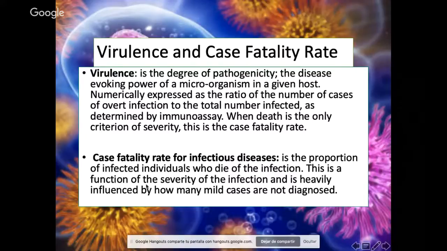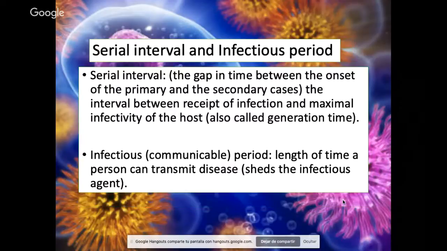This is a function of the severity of the infection, and it is heavily influenced by how many new cases are not diagnosed. Serial interval or infection period: the serial interval is the gap in time between the onset of the primary and secondary cases. The interval between receipt of infection and maximal infectiveness of the host. Infectious or communicable period is the length of time a person can transmit a disease.